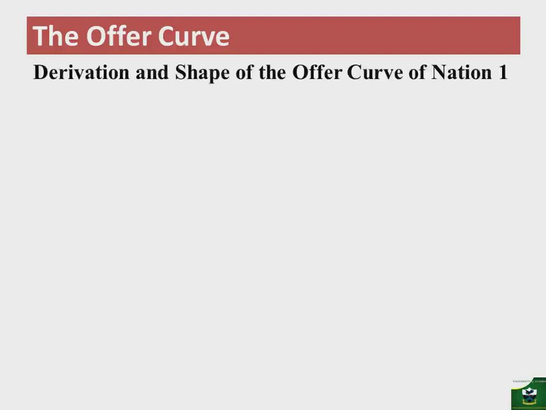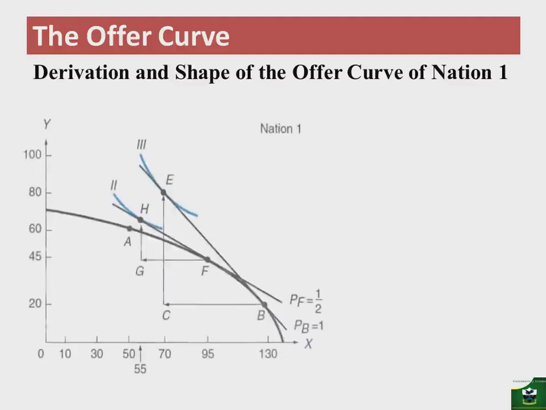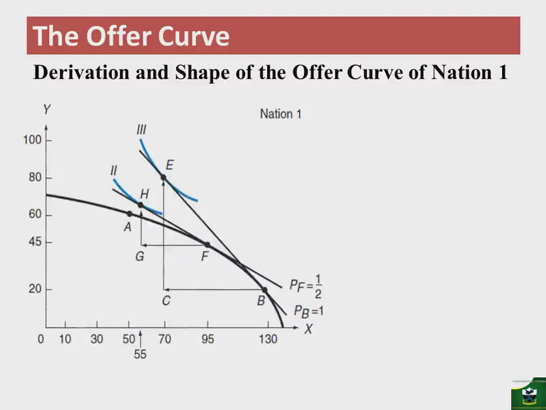Okay, so now let's look at the derivation of the offer curve. Let's consider nation 1, which is in autarky at point A. Now, at point A, recall that nation 1 has the slope of 1/4, which is a quarter. So at point A, the relative commodity price is 1/4, which means that nation 1 has a comparative advantage in the production of commodity X.